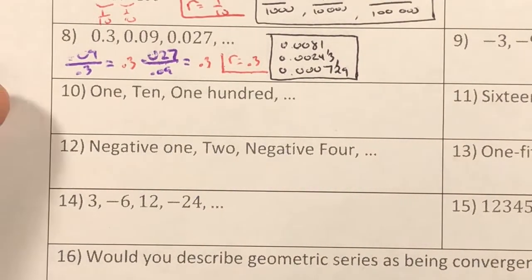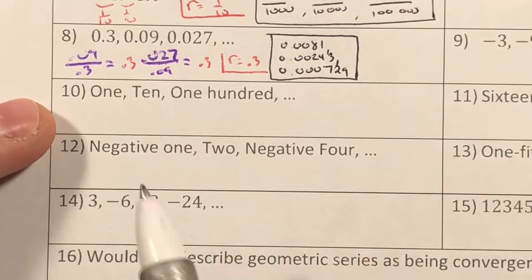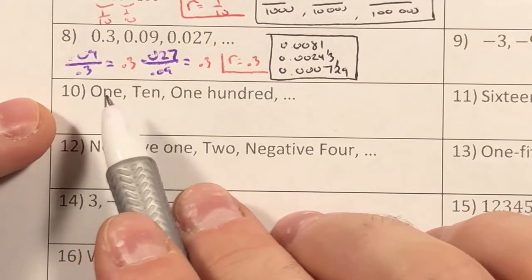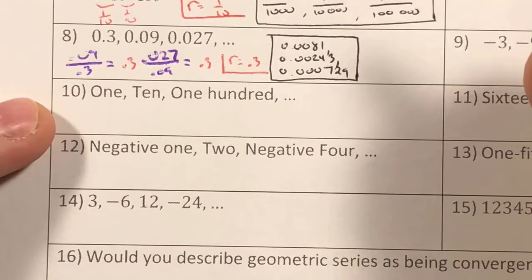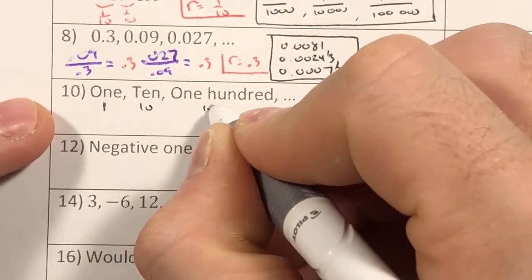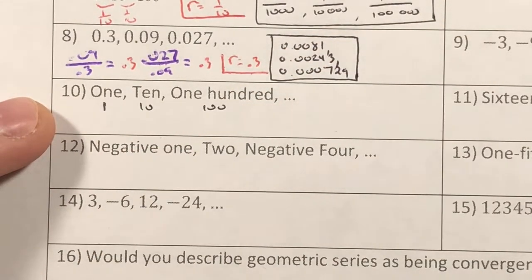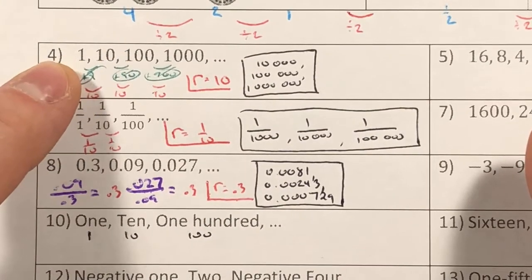So if we look at number 10, what we'll realize is that we've got a similar situation as we did previously. We have to convert these into something I can work with. So I'm going to convert to 1, 10, and 100. Once I convert the words into these numbers, I see it's a very similar question to right here.